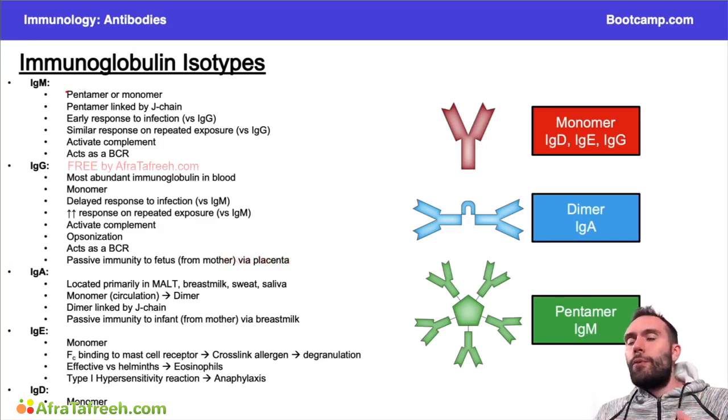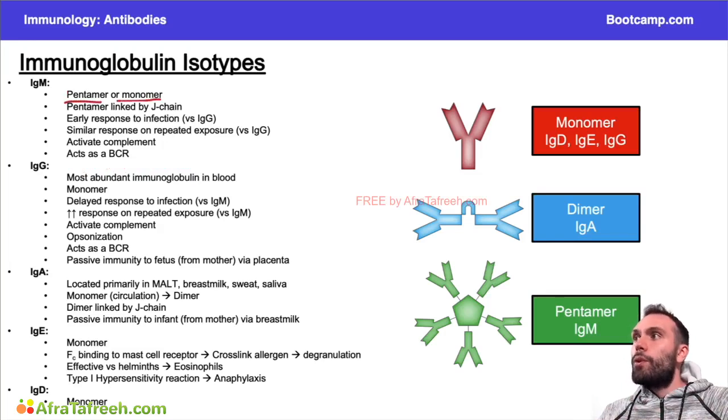Because with IgM, if we have a T helper independent response, or this is a first response, usually it's IgM that we're going to see initially. Now, IgM can be a pentamer or a monomer. Now, classically, it's thought of mostly as a pentamer, and you can see an example of that down here.